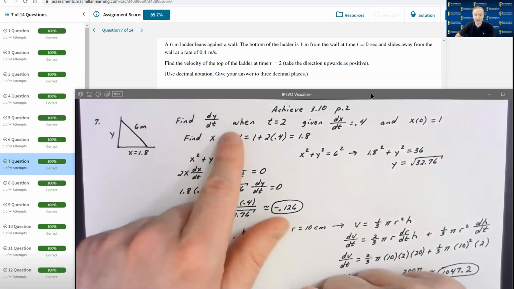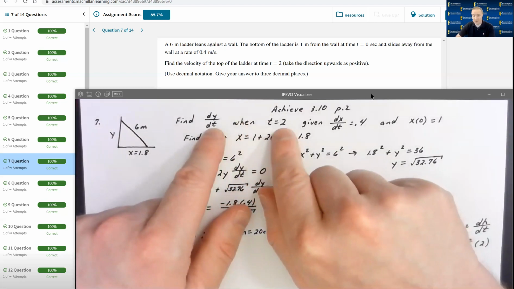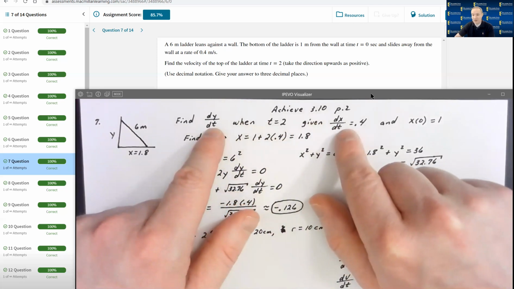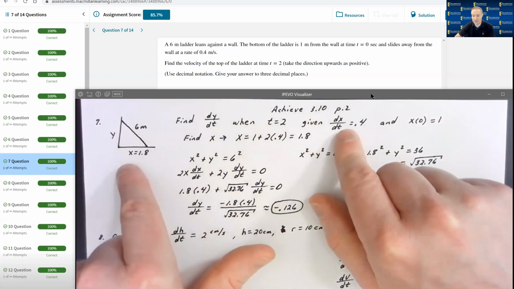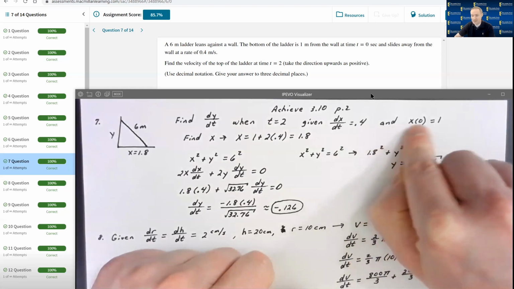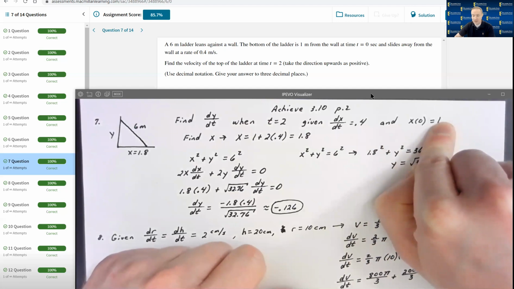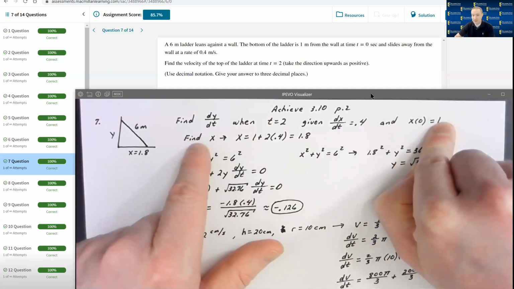So, okay, now I'm supposed to find dy dt when t equals 2, and I'm given that the rate of change of x with respect to time is 0.4, and that the initial size of x is 1. That's what it says in that second sentence. The bottom of the ladder is 1 meter from the wall at t equals 0. But I don't want to know the rates of change at t equals 0. I want to know the rates of change at t equals 2. So that's what I put here in this next line.